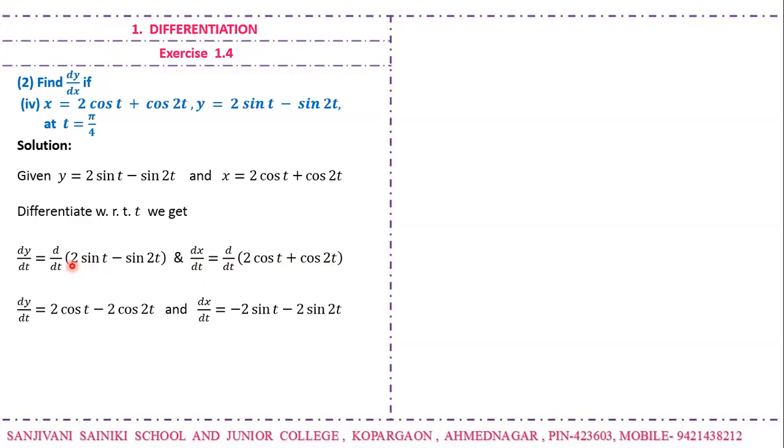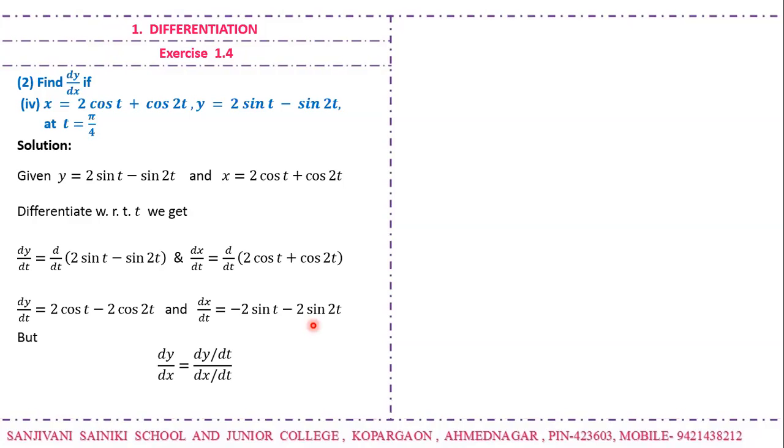If you find the derivative, 2 is a constant, so the derivative of sin t is cos t. Again for sin 2t, we use sin f of x, whose derivative is cos f of x into f dash of x. So the derivative of 2t is 2, and we get the derivative 2 cos 2t. Similarly differentiate x. 2 is a constant, the derivative of cos t is minus sin t, and the derivative of cos 2t is minus 2 sin 2t.